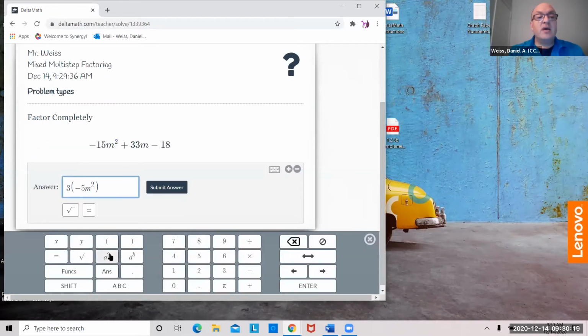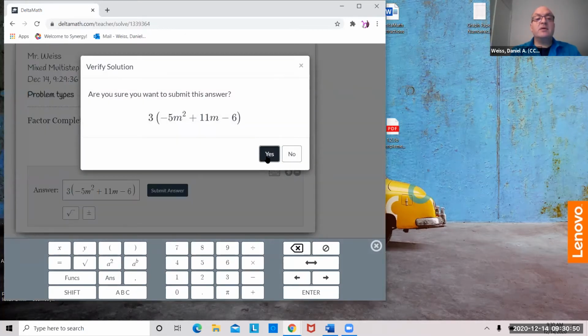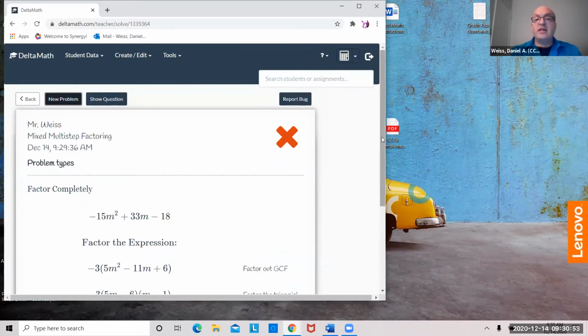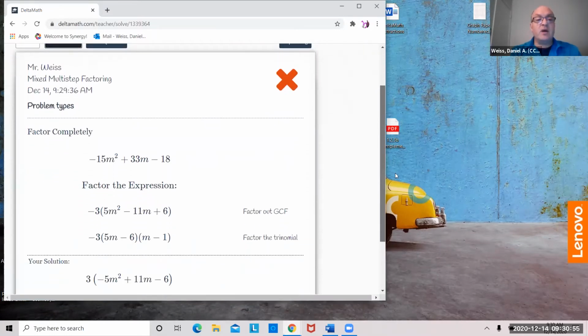Now, I see that my cursor came down. So here, if it was like that, I would have to hit the right arrow to bring the cursor down. Plus, I took out a 3. 33 divided by 3 is 11, and I still have an m. Minus, I take out a 3, I'm left with 6. Let's see if Delta Math is happy with that answer. No, they want the negative to come out.